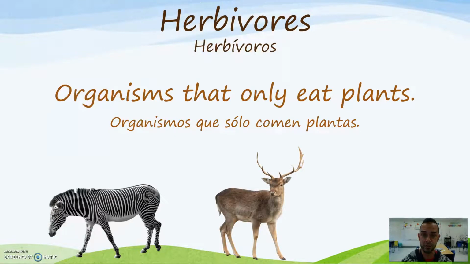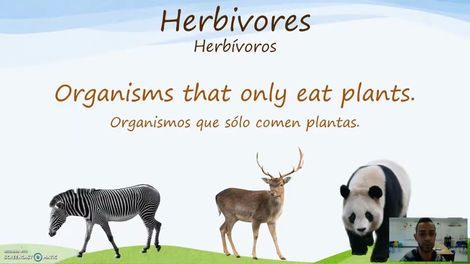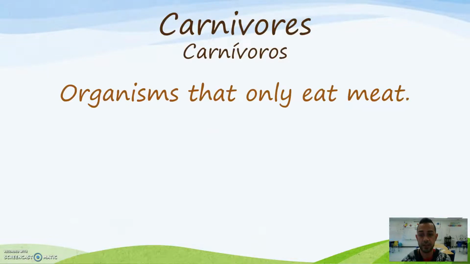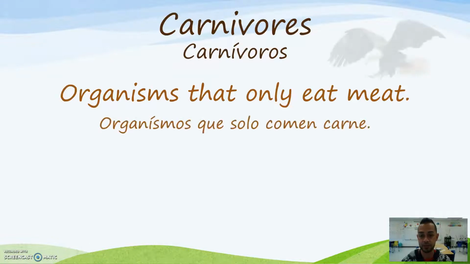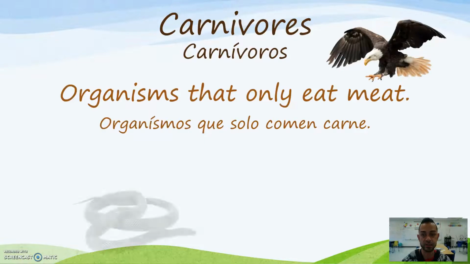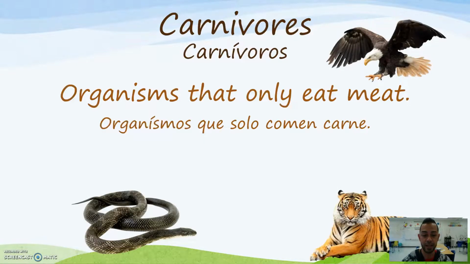The deer are herbivores, and the panda bears are herbivores as well because they eat only plants. The second group of consumers are the carnivores. The carnivores are the organisms that only eat meat, or animals that eat other animals. For example, the eagle, snakes, and the tiger. They are carnivores because they need to eat another animal.